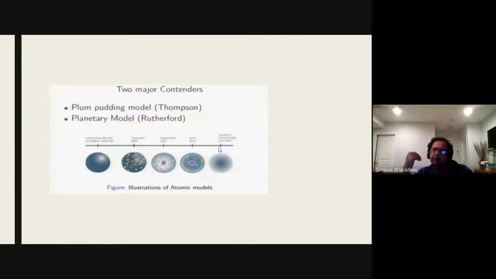Okay, now the plum pudding model had issues. So the next person who came up with the model was this Englishman called Rutherford. I think Thomson was probably also an Englishman. Okay? Rutherford's model, on the other hand, looked to the stars and he said, let's look at the planetary model. There's the sun at the center, and there are all these planets.